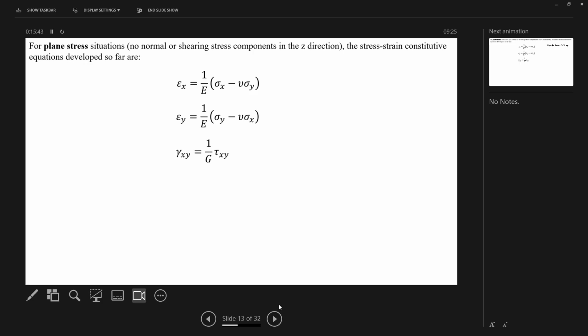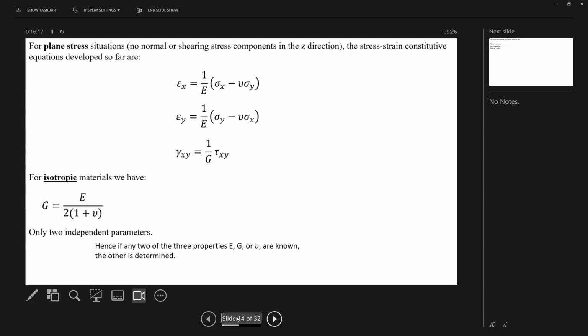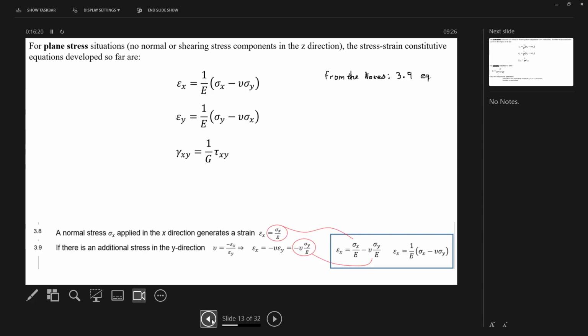So, plane stress. We saw this before, from equation 3.9. Now 3.9 is actually from last week. Just a bit to recap for you. This is from last week here. This is what we saw last week. 3.9 is this part. So from that, sorry, how did I jump from that to that?